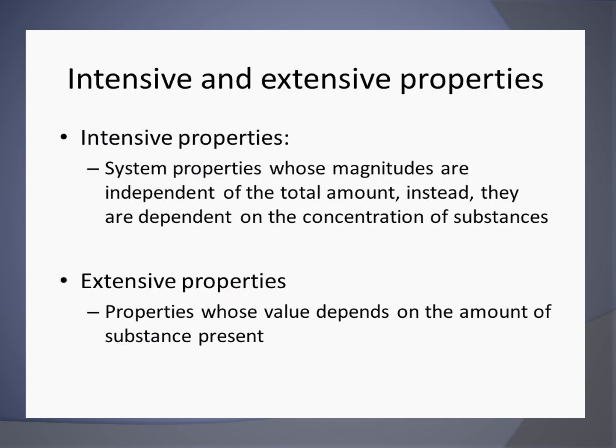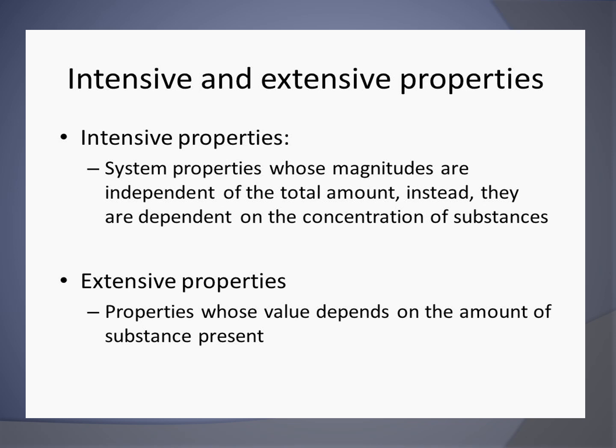Next, properties of the system. What are the properties? There are two kinds: intensive properties and extensive properties. Some properties of the system depend on its mass or size, whereas other properties do not depend on its mass or size. Based on this, the properties of the system are grouped as extensive property and intensive property.